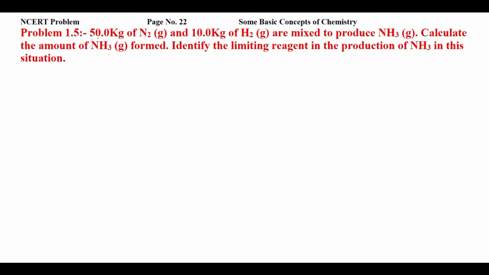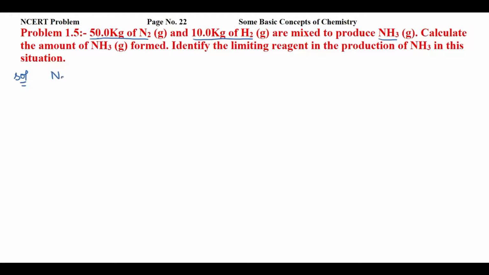They have given you 50 kg of nitrogen and 10 kg of hydrogen, and they are saying you'll mix it and produce ammonia. Right now the question is how much ammonia is produced, and you have to identify the limiting reagent in the production of ammonia in this situation. That means out of 50 kg of nitrogen and 10 kg of hydrogen, which will be consumed completely, right? So for this, first of all, we should know the equation.